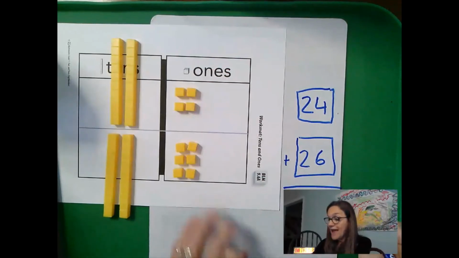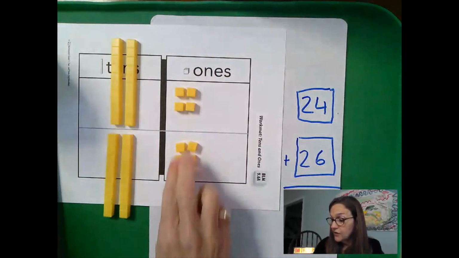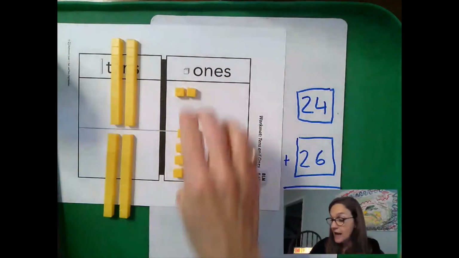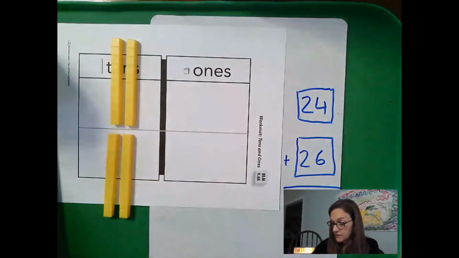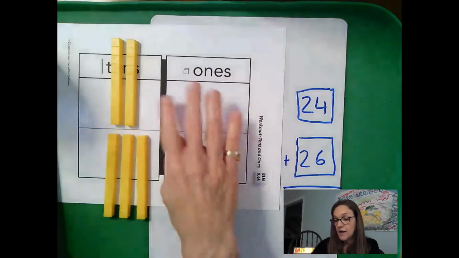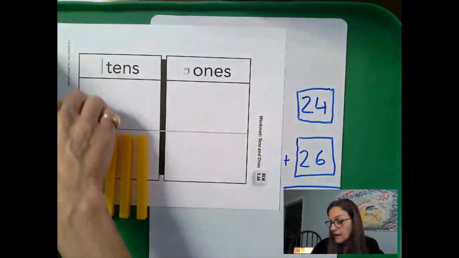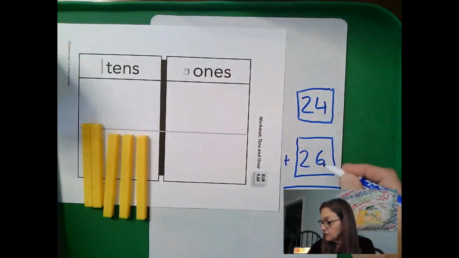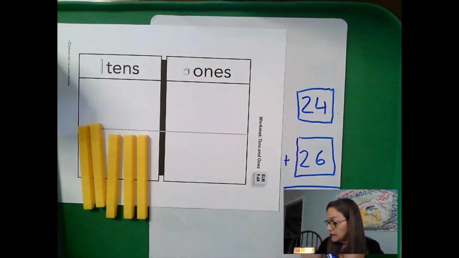And now how do we add that up? We're going to combine the ones first, right? 6, 7, 8, 9, 10. So we have to trade that in for a tens rod and move it over, and there were none left. Okay, and so then we're going to combine our tens. We already combined our ones, and after we turned this into another 10, then there was nothing left in the ones place, and now we have 1, 2, 3, 4, 5 in the tens place. So 24 plus 26 is 50.